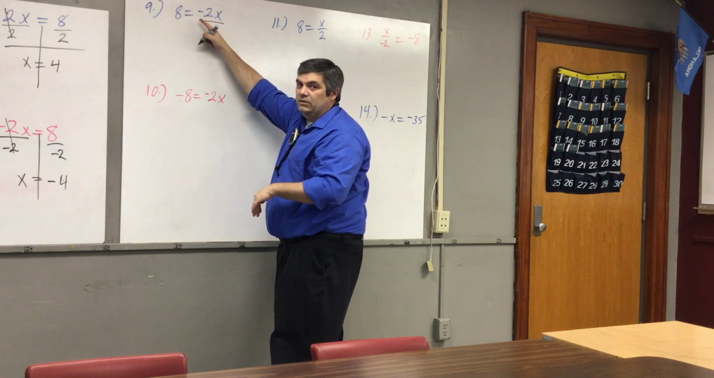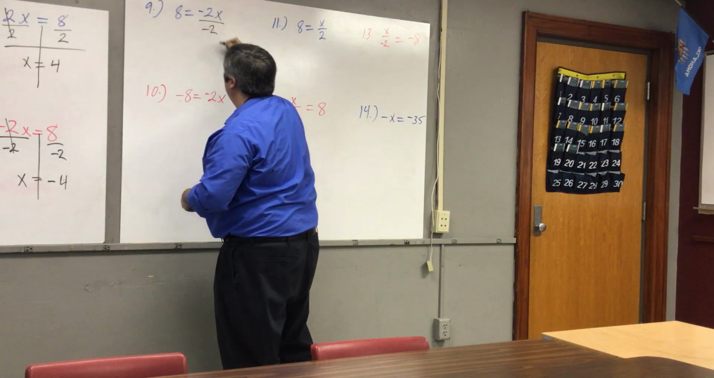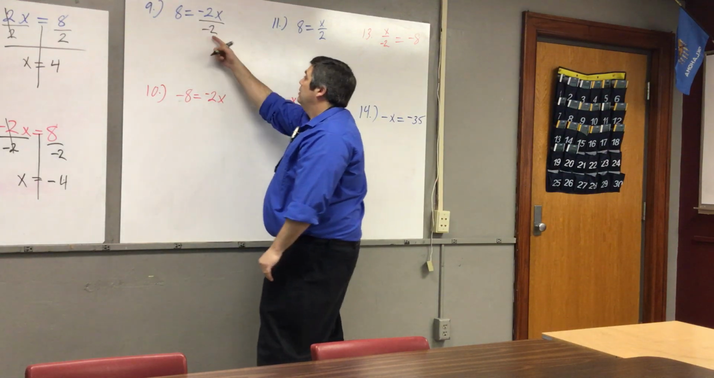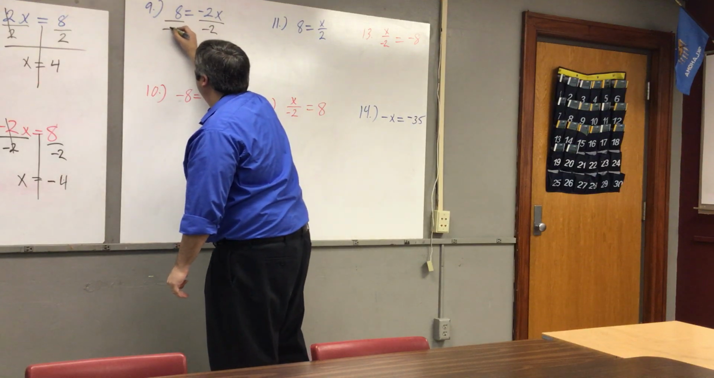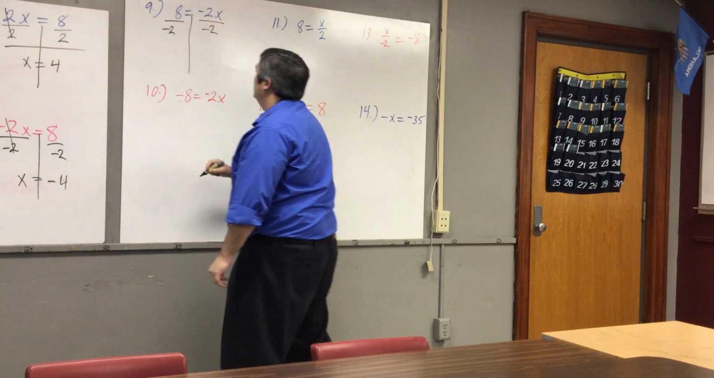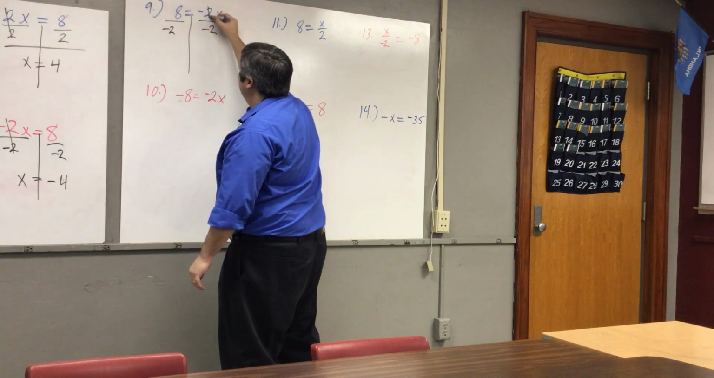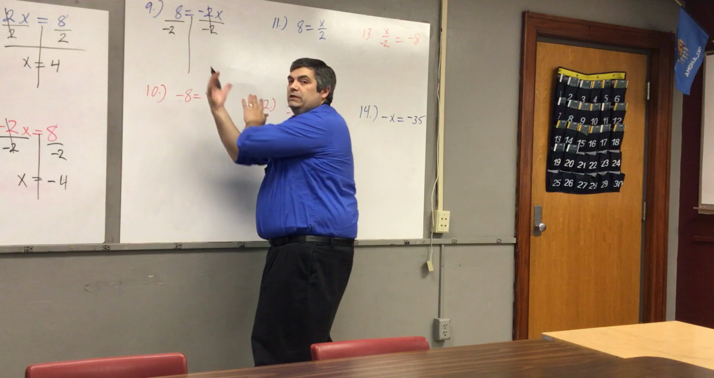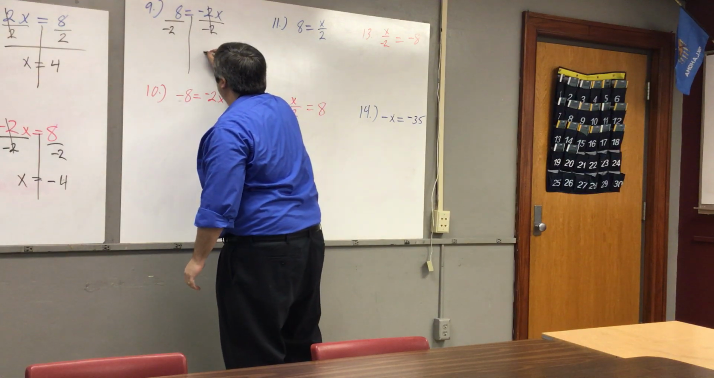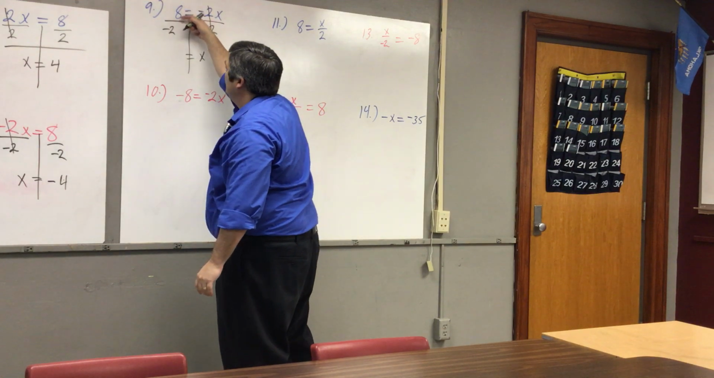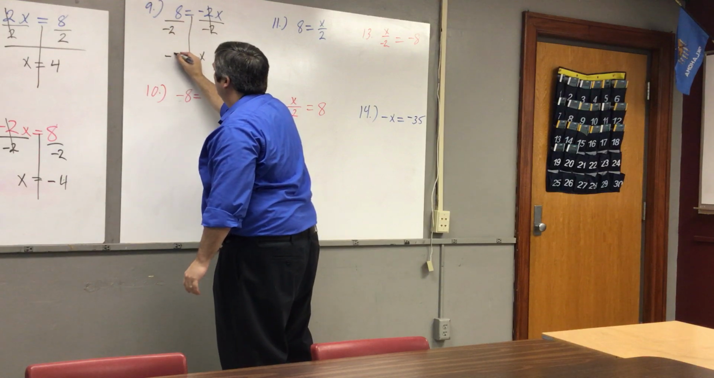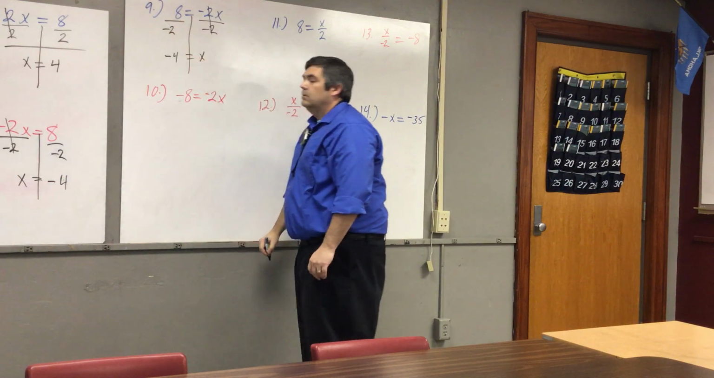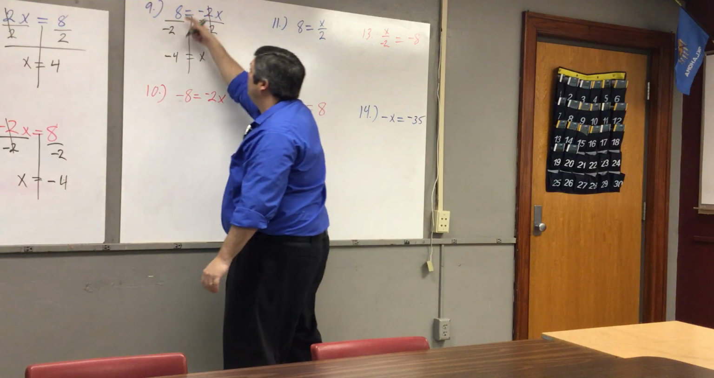Opposite operation is division, so I'm going to divide by -2 over here, and I divide by -2 over here. There's my line. These two, again, cancel out. This is the same problem as this one, it's just switched. Gets me x equals 8 divided by -2, -4. Okay, that's all there is to that.